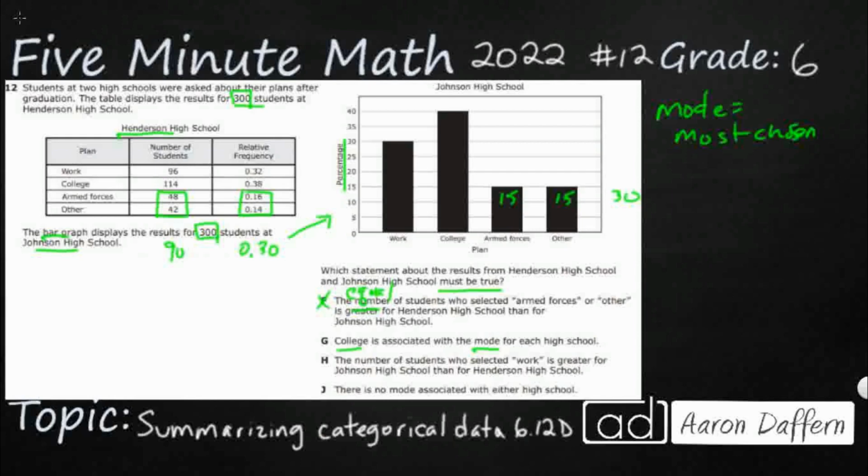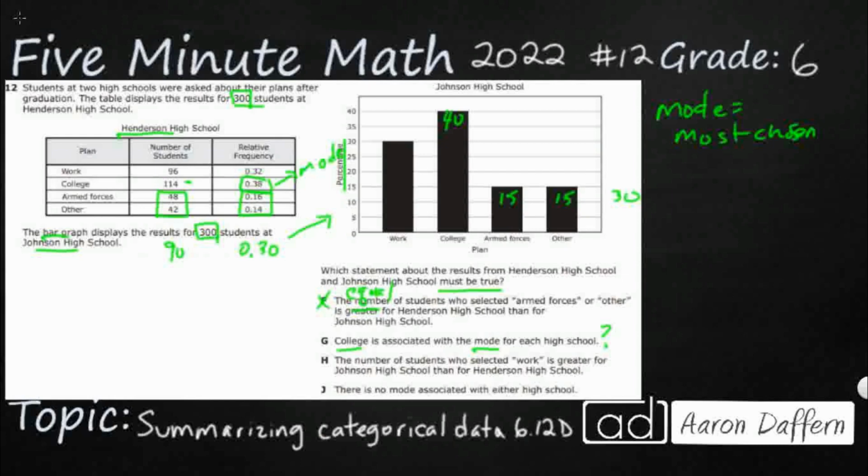Well, definitely I've got college as the mode right here for Johnson because it's 40. It's the highest bar. And yeah, take a look at right here. This is the mode for Henderson High School. Can't see it on the bar, but you can see it's got the highest relative frequency, 38 hundredths, or you can just look at the number of kids, 114. So yeah, that is looking good. But as always, we're going to go ahead and check H and J in order to make sure that we are not messing up somehow.